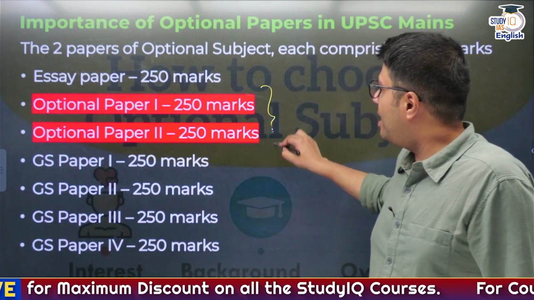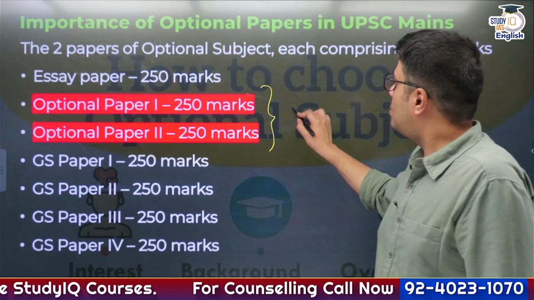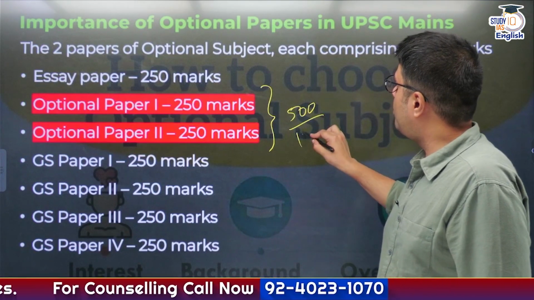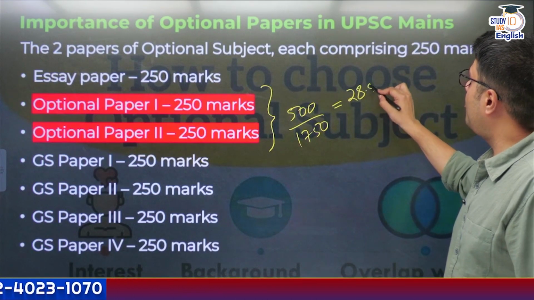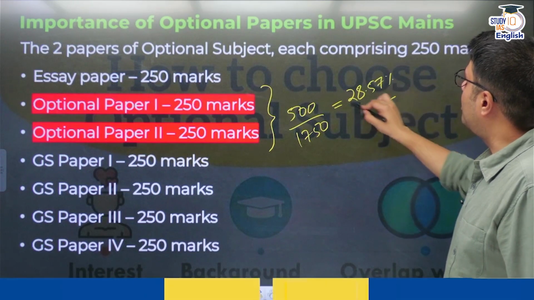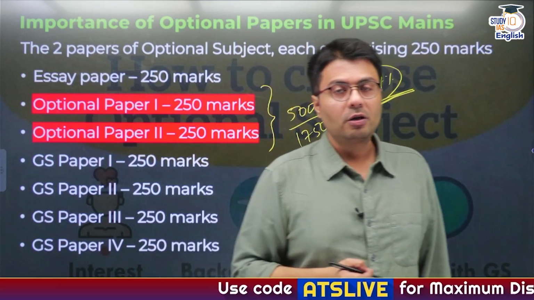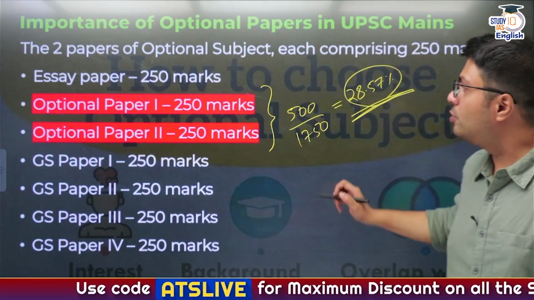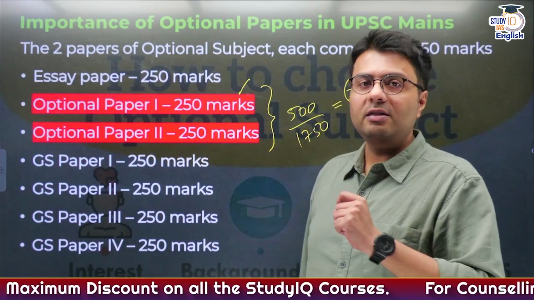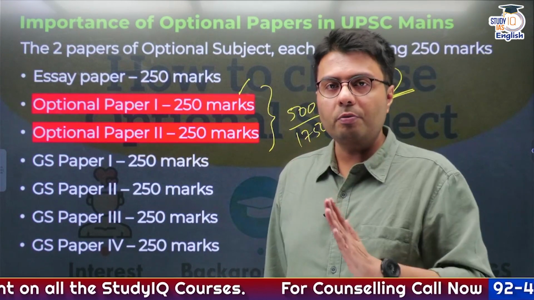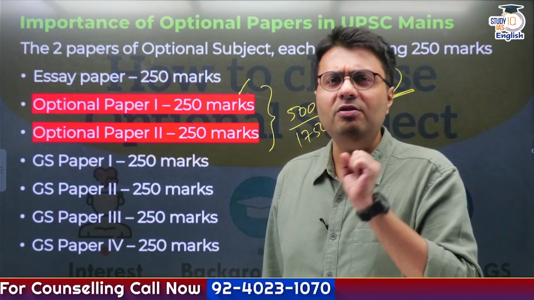So if you add the weightage of the optional subject, which is stretched over 2 papers, it includes 500 marks out of a total of 1750 marks, which amounts to about 28.57%. So 28.57% is the weightage of your optional. So you can quite understand that scoring well in an optional subject will help you a lot when you have to clear this exam. But if you do not score well in your optional subject, the chances of you making it to the final list would be very thin.